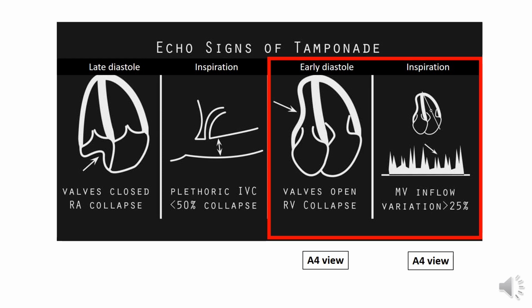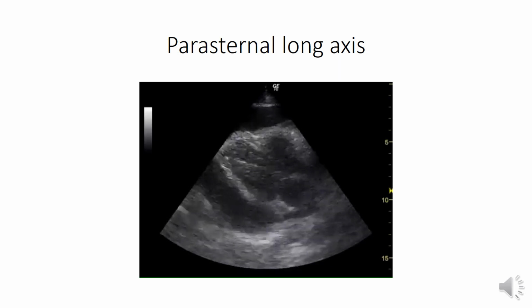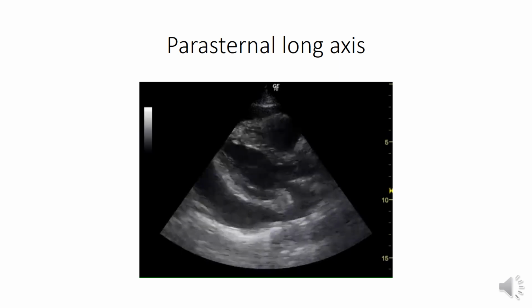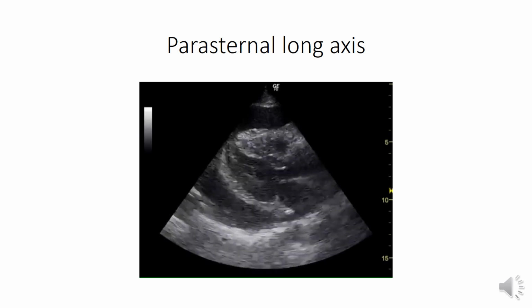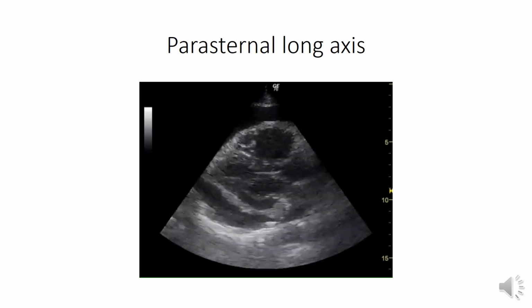Similarly, if we put the cursor at the tricuspid, the cutoff point here is slightly higher, 40%. If we get 40% variation with respiration, this is another sign of tamponade. And this sign, without any measurement, which is a swinging heart moving in every direction, is itself an echo sign of tamponade.